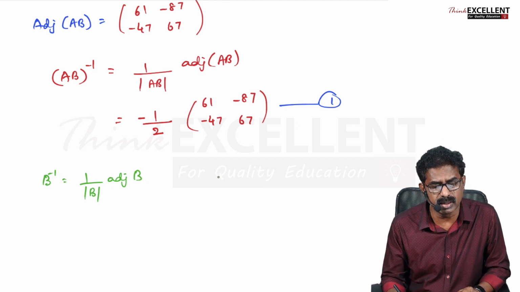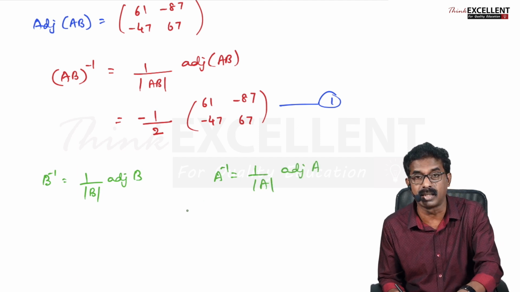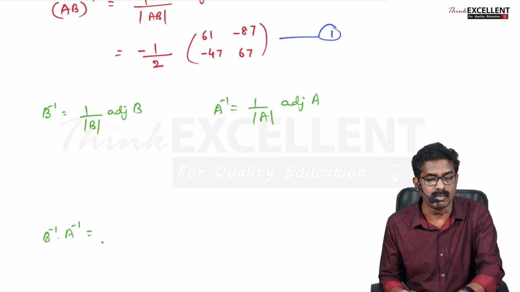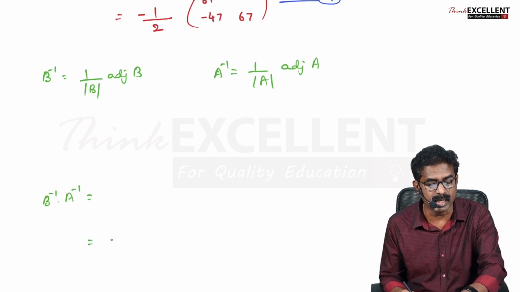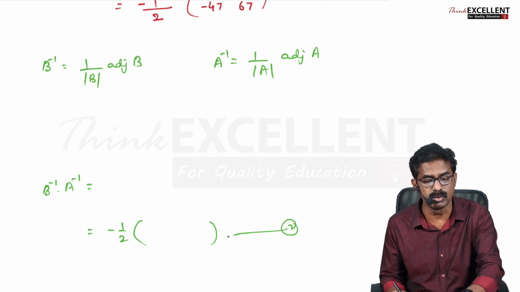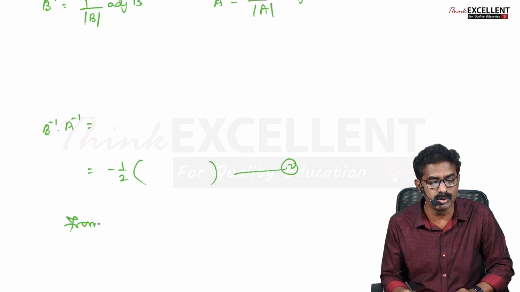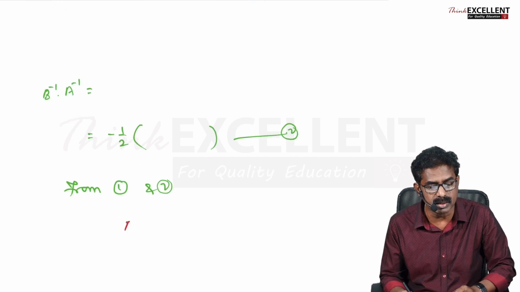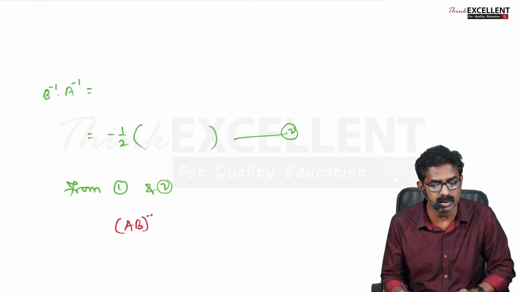B inverse you find out, then you find A inverse also, 1 by determinant A into adjoint A. Hope you are familiar with that. Then you multiply these two answers: B inverse into A inverse. The order is important, and when you simplify, you will get exactly the same answer, 1 by 2 into the same answer. Take it as 2. Then finally, the conclusion is important: from 1 and 2, what can you say? AB inverse is equal to B inverse into A inverse.